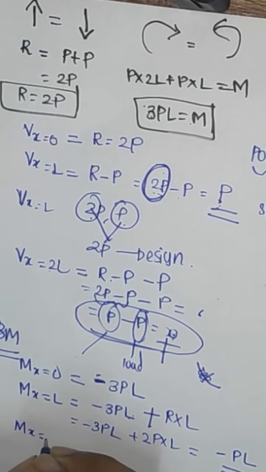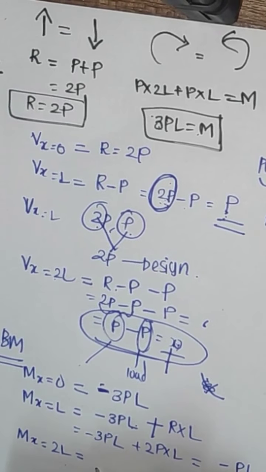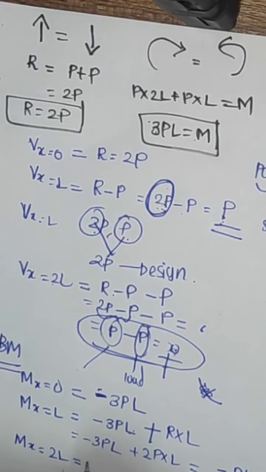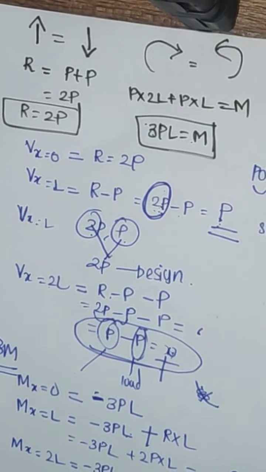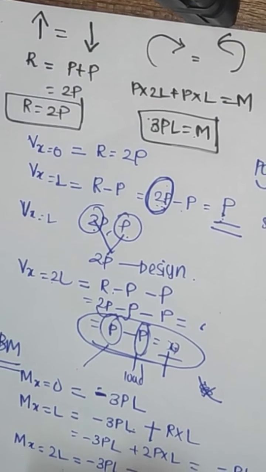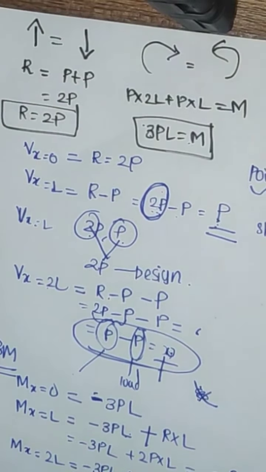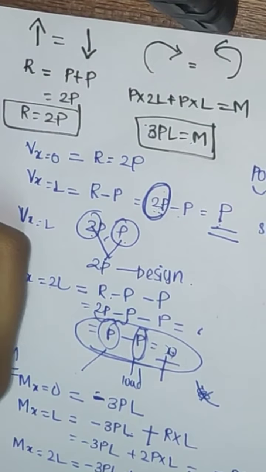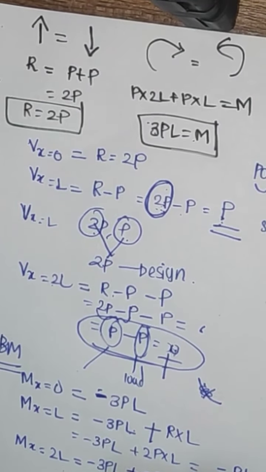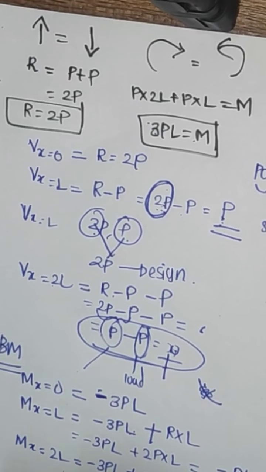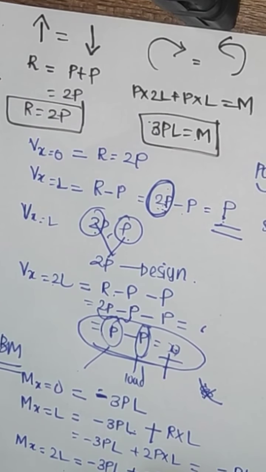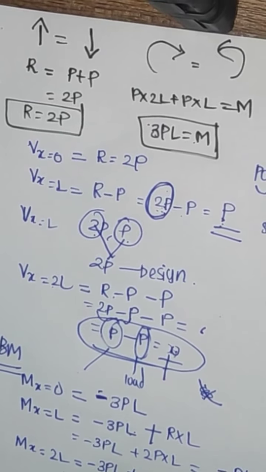Next is M at x equal to 2L. What will be the value at x equal to 2L? There is already this minus 3PL. Next, R into this much distance, which is positive, that is 2PL. Next, a downward force creates a negative moment, which is minus P into this distance, minus PL. So what we will be getting: minus 4PL plus 4PL equal to 0.